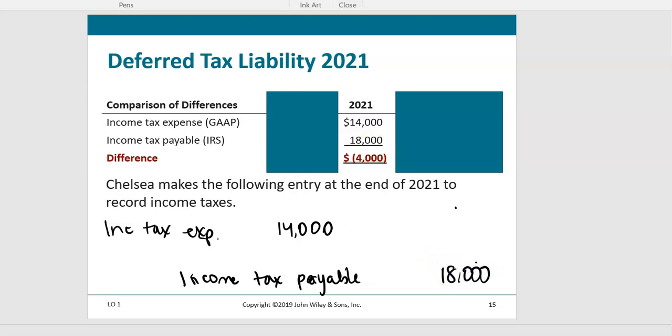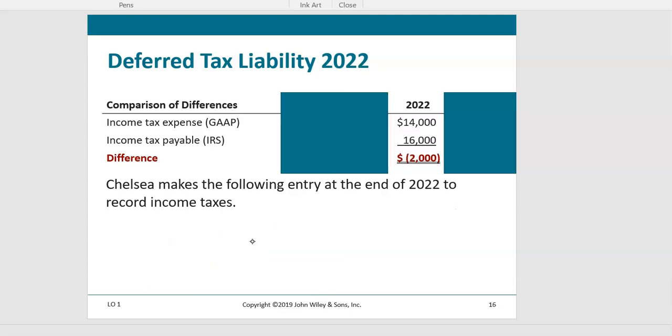And then what do we do with that difference? We know that we need a $4,000 debit to make this entry balance. Well, what are we going to do? We're going to reduce that deferred tax liability with a debit. And let's look at the entry in that last year, 2022. Record the income tax expense with a debit of $14,000.